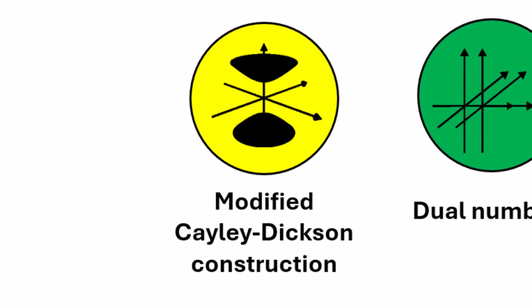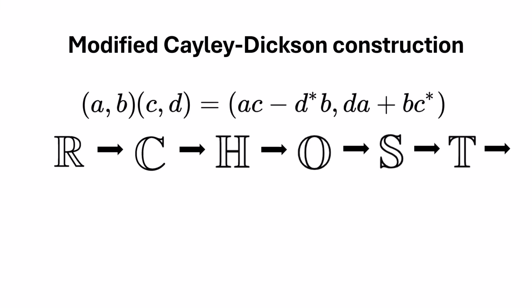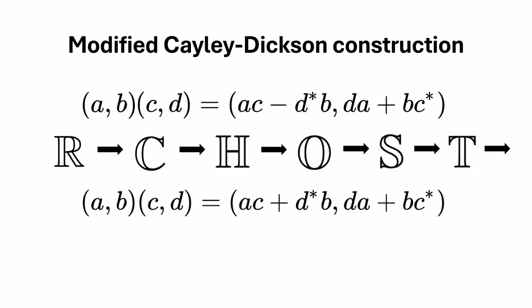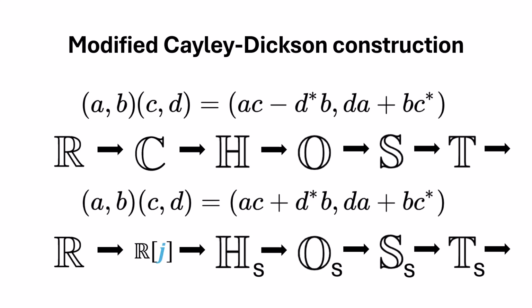Modified Cayley-Dickson construction. We have already seen one way to generate number systems with more and more dimensions through the standard Cayley-Dickson process. If we modify it a little bit, we arrive at the modified Cayley-Dickson construction. That's a systematic way of generating even newer number systems that contain both imaginary and split complex units. Let's take a look at some of them.